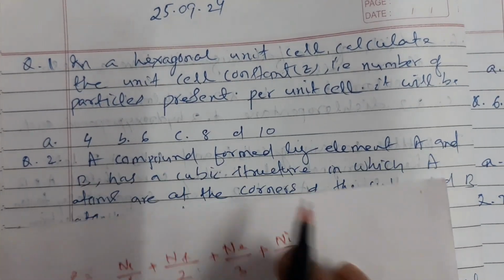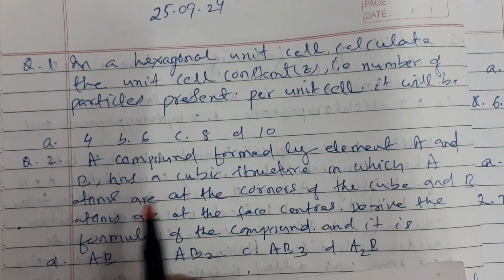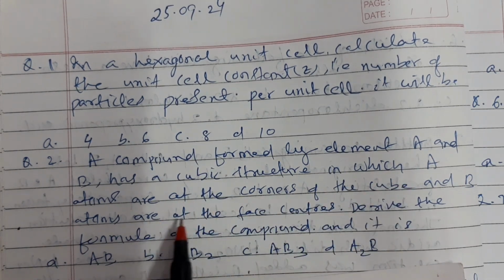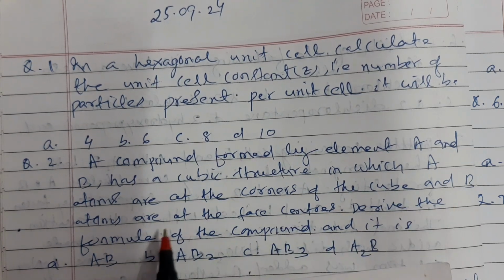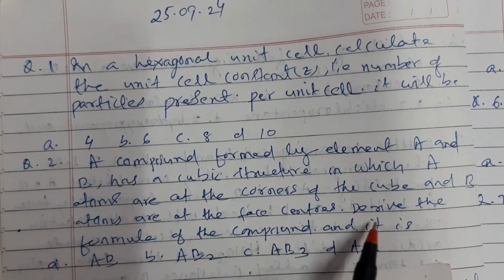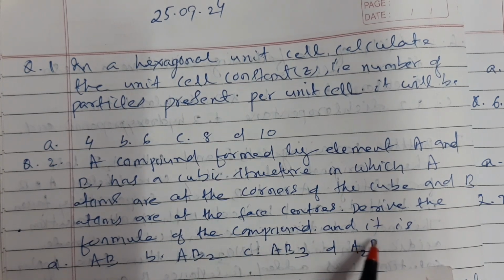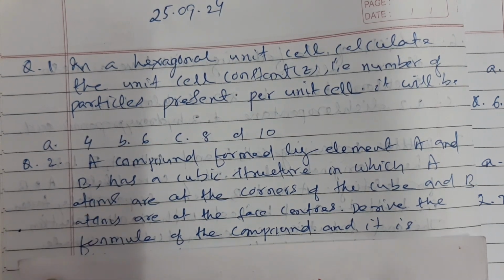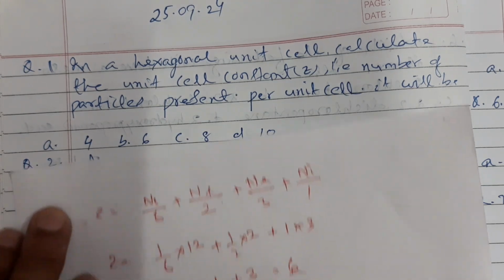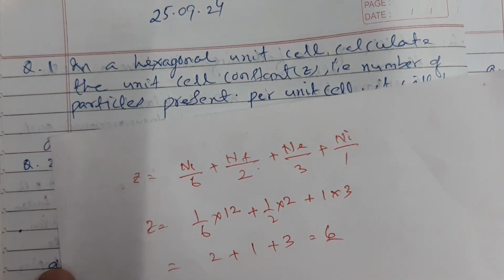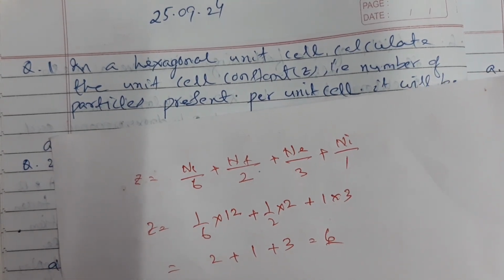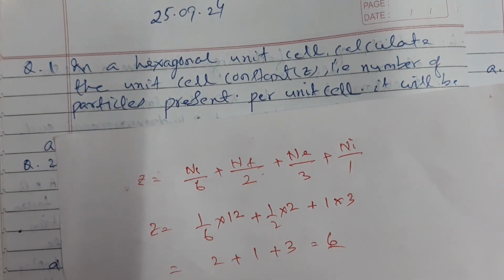Next, a compound formed by elements A and B has a cubic structure in which A atoms are at the corners of the cube and B atoms are at the face centers. Derive the formula of the compound. So you see, A atoms are present at the corners, so it is taken as a cube. A atoms at corners, and a corner is shared by 8 cubes. So you will get A.